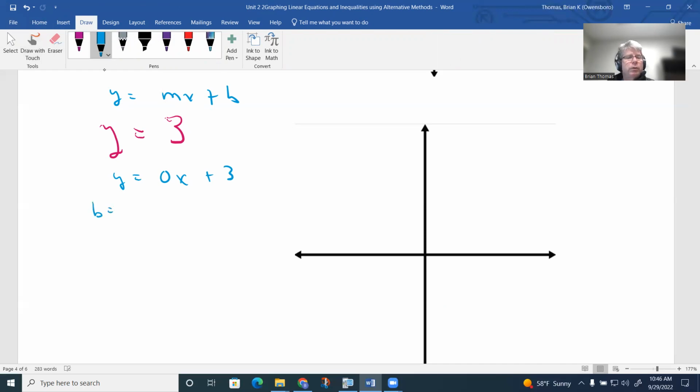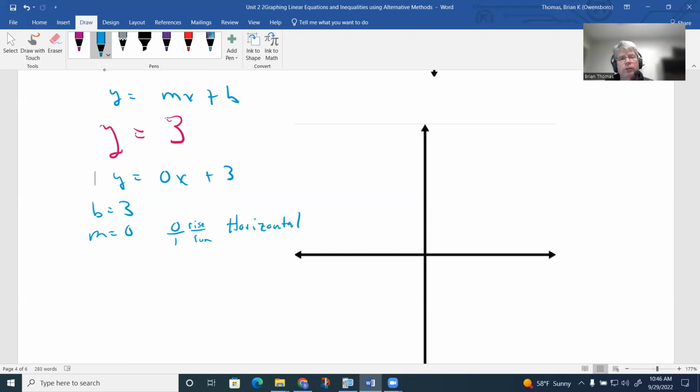So the b is going to equal 3. The coefficient of x is actually 0, because if the coefficient of x is 0, the x term drops out of the problem, so they don't show it. It's just understood to be there. So our slope is going to be 0, so that would be 0 over 1. There is no rise, there's only run. That's an indication that this is going to be a horizontal line, like we talked about earlier.